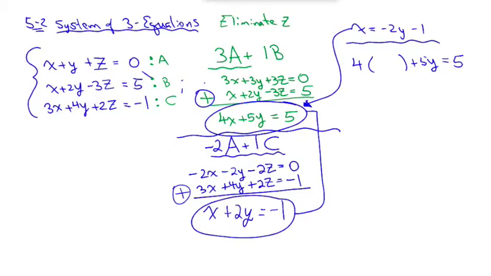So what goes inside the parentheses here? -2y minus 1. Make the parentheses really big. So this becomes -8y minus 4 plus 5y is equal to 5. Then -8y plus 5y is -3y. If I add 4 to the other side, it becomes 9. So -3y equals 9, and y equals -3.